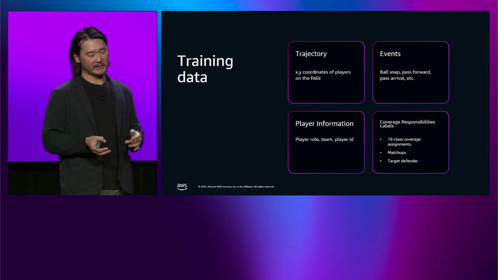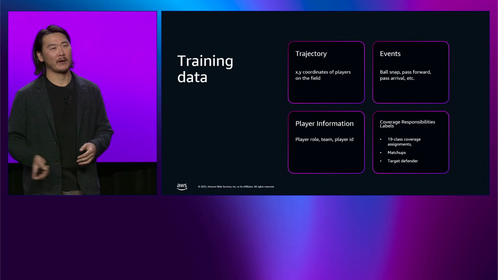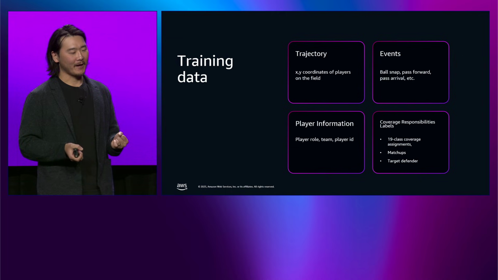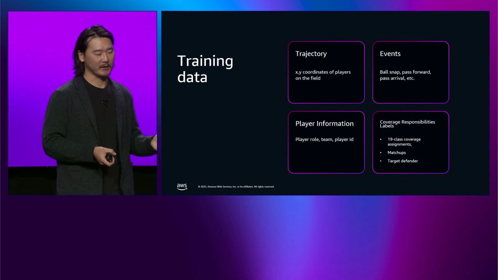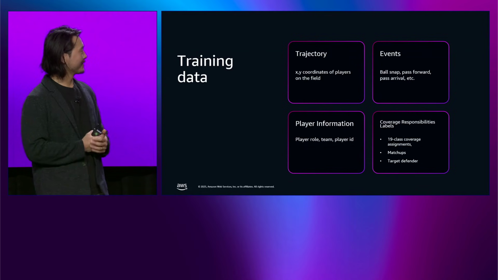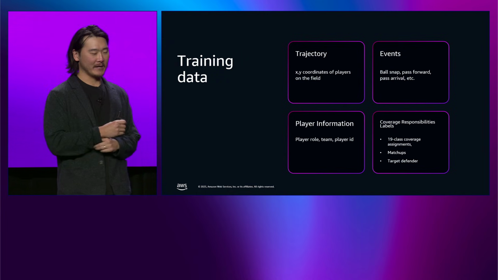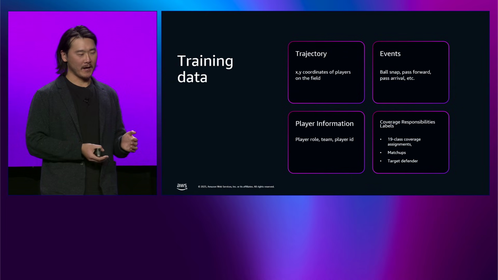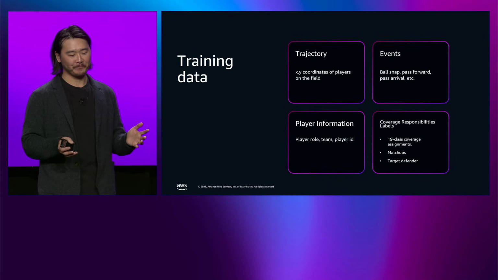And then we use events data. This is very useful for cleaning up the plays, because you have information about when the ball was snapped, when the pass was thrown, when it was caught. Then you have the player information data set, which tells you who's who and what team they belonged to. And lastly, the most important data set is the human annotated labels. The coverage responsibility labels have 19 different classes of individual coverage assignments. It tells you who's matched up against who and who was the targeted defender in that play.